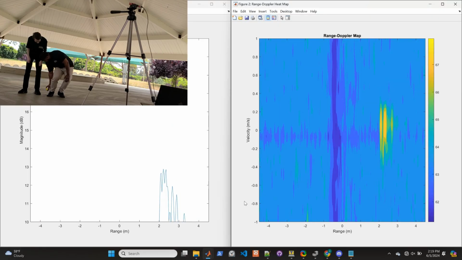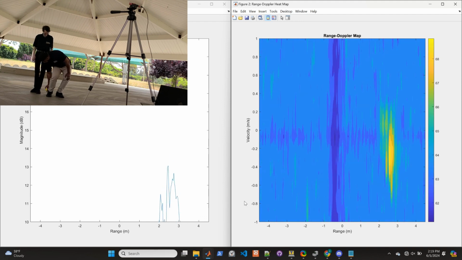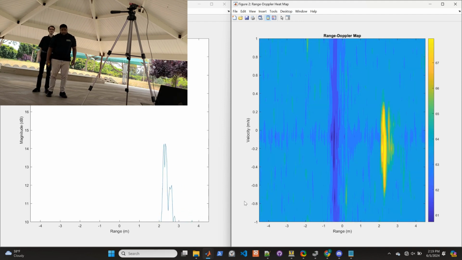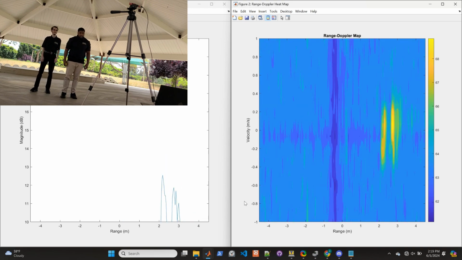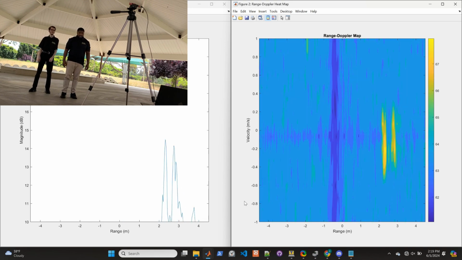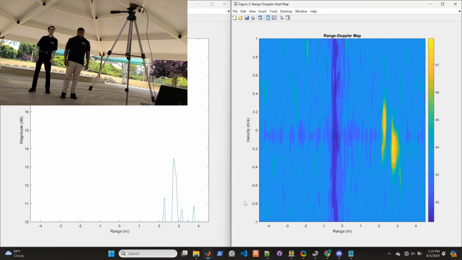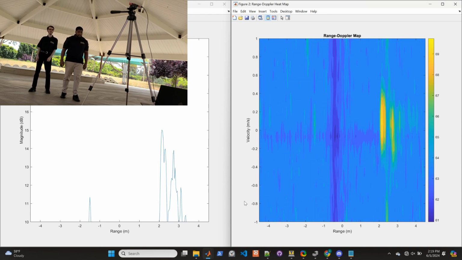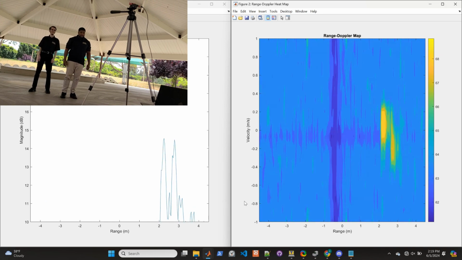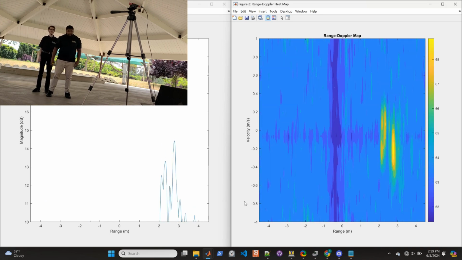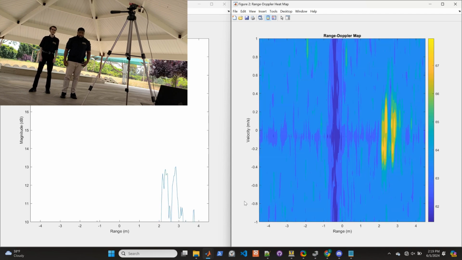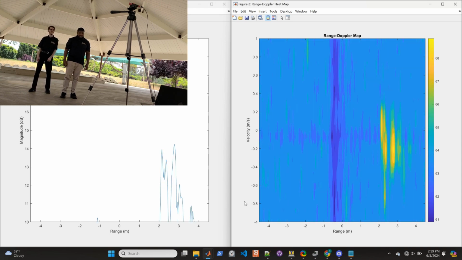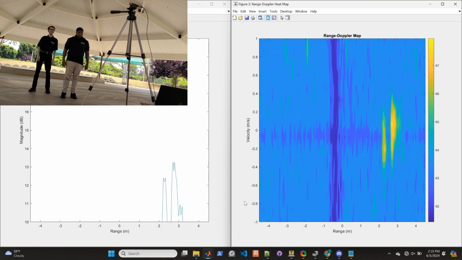So what you're observing is me trying to measure 10 centimeters using a tape ruler. And what you can see is that Matt and I spaced 10 centimeters apart can be indicated in the range Doppler map, which says that we met our resolution requirement. This can clearly be seen by the fact that there are only two bright yellow responses that show up in the range Doppler map, even though Matt is only 10 centimeters behind me.